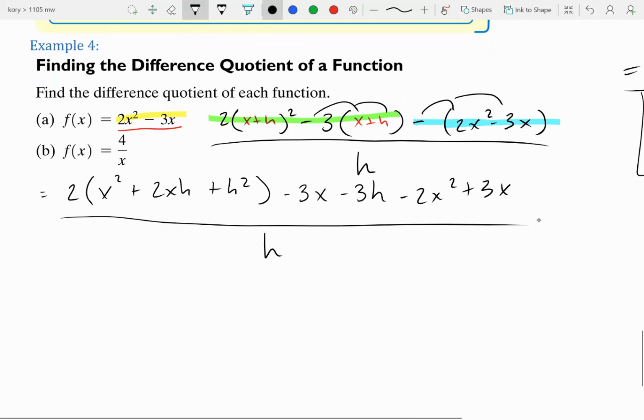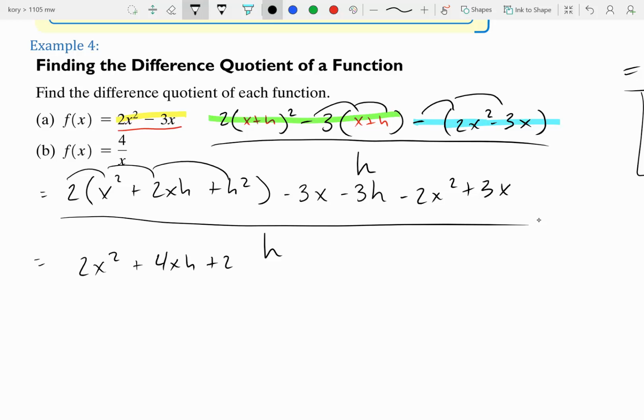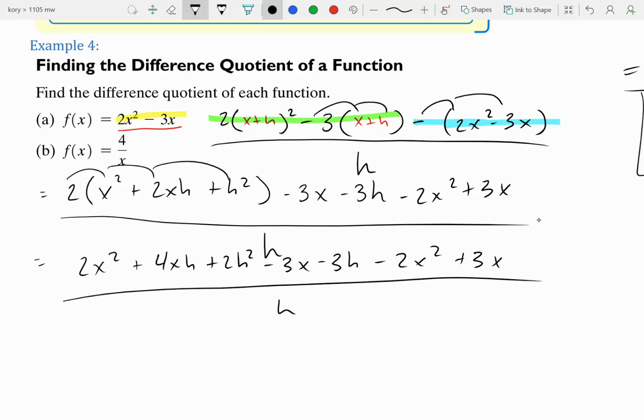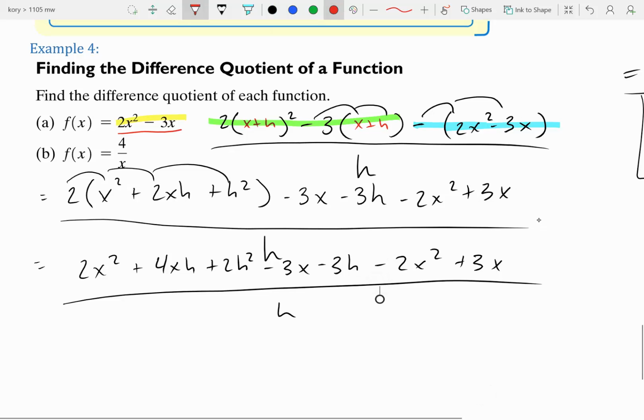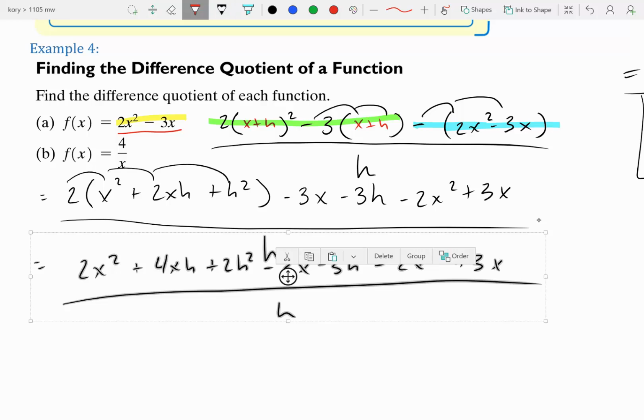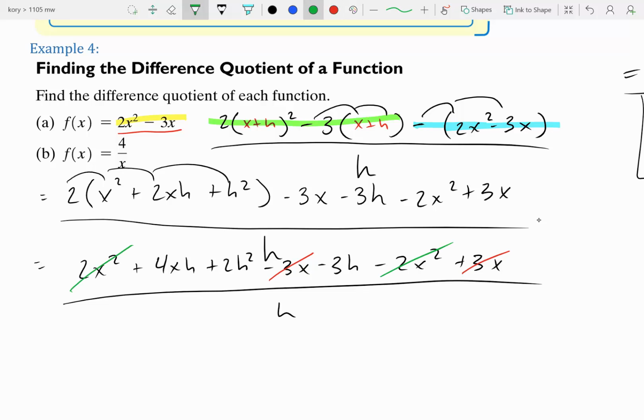Yeah, these are really long problems. Now we need to distribute the 2. So we have 2x squared plus 4xh plus 2h squared minus 3x minus 3h minus 2x squared plus 3x all over h. Now we want to combine like terms. A lot of the times, most of the things are going to cancel out. So like this negative 3x and this positive 3x, this negative 2x squared, this positive 2x squared, nothing else can cancel out.